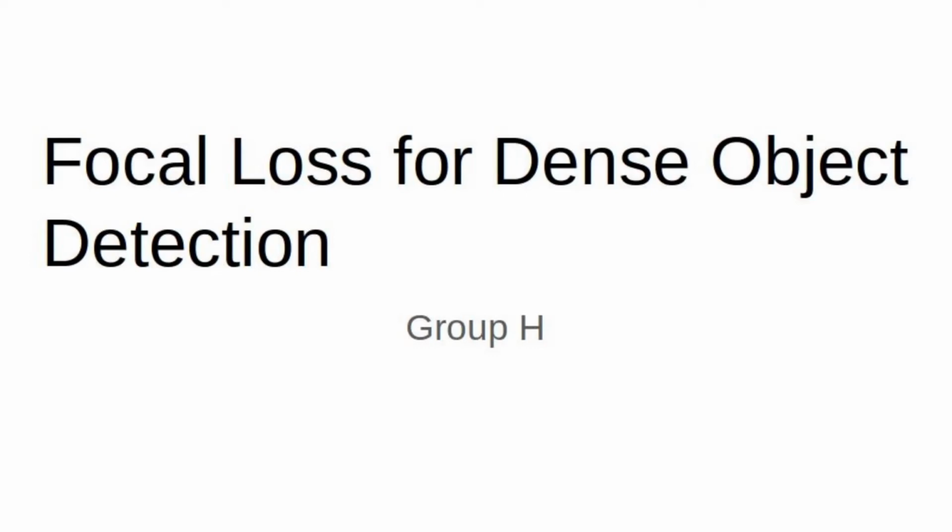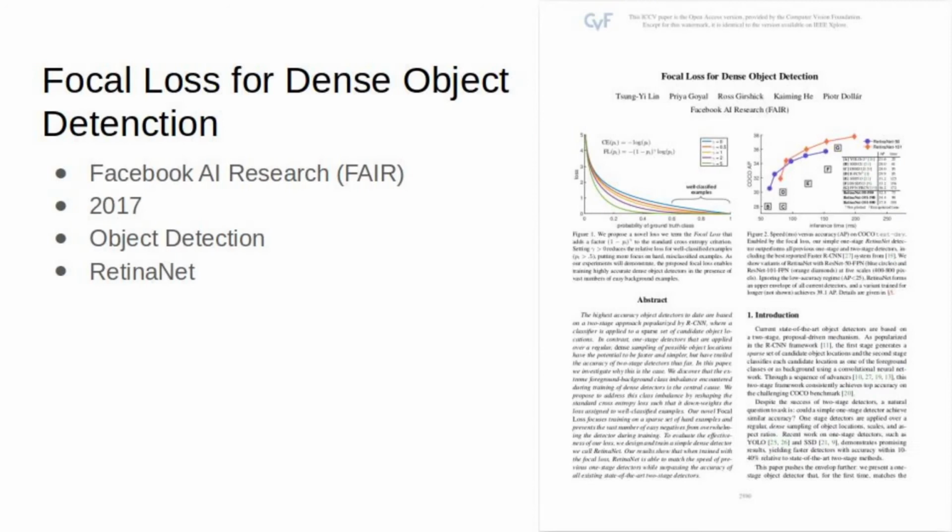We are Group H, and we have chosen the paper called Focal Loss for Dense Object Detection by Facebook AI Research. This paper introduces a new object detection algorithm called RetinaNet, which performs much better than any other object detection algorithms. But before I explain exactly how this works, I will tell you what exactly is object detection.